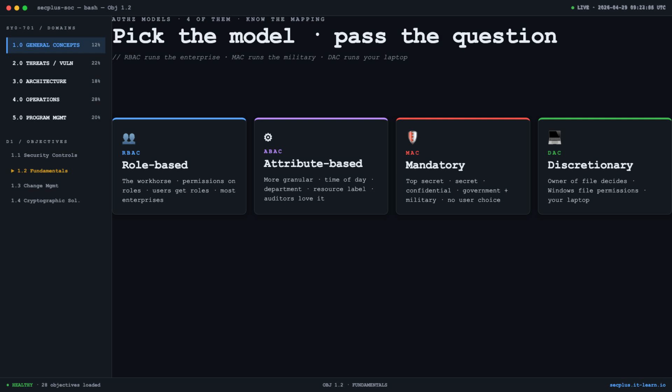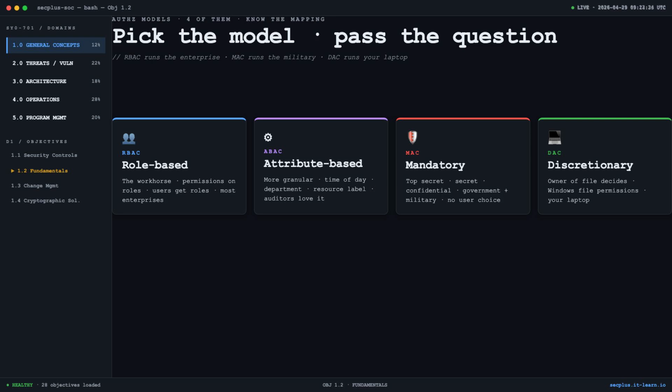The exam will ask you to map a scenario to one of these 4. Government classification, MAC. Standard enterprise role assignments, RBAC. The user shared the file by right-clicking, DAC. Time-based access for contractors, ABAC.